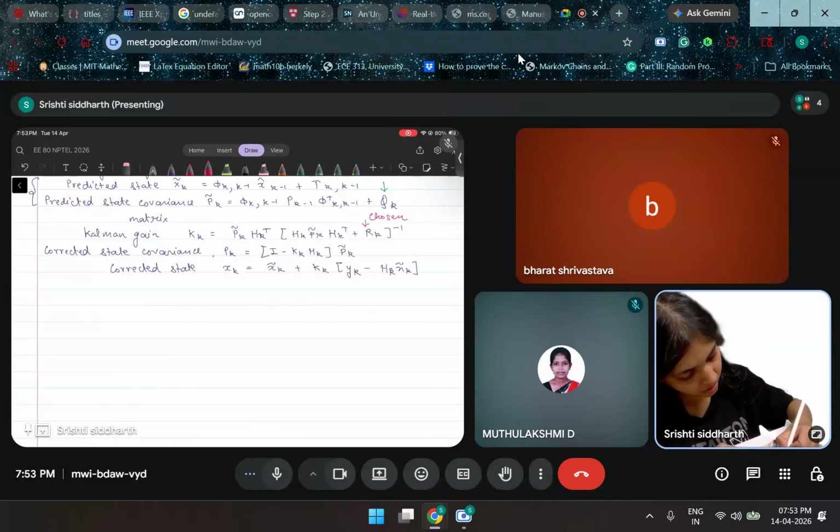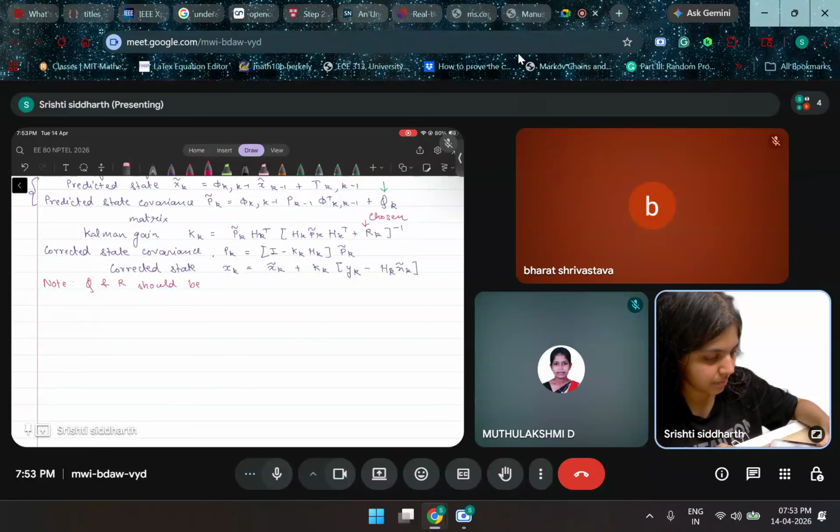So Q and R should be chosen to obtain the desired transient performance of the filter.